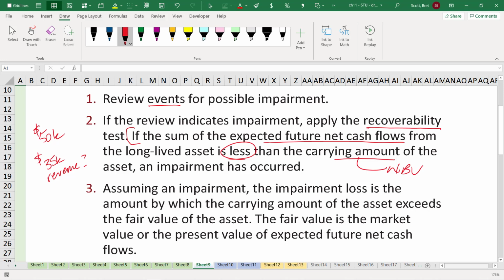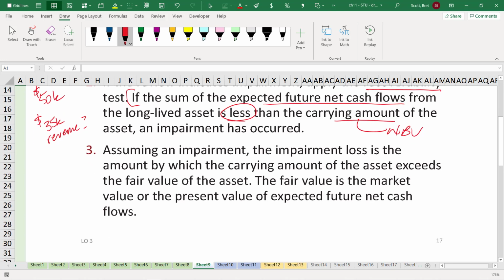its own net book value. Assuming that an impairment has occurred, the impairment loss is the amount by which the net book value of the asset exceeds the fair value of the asset. So if I have a net book value of, say, $50,000 on this piece of equipment, and I go on Kelley Blue Book and do an estimate, and let's say it is currently valued at roughly $20,000 fair value, well, guess what? I have to take a loss of $30,000.